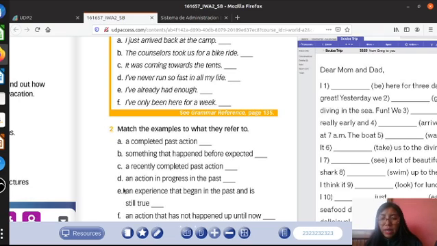And the last one, an action that has not happened up until now. Okay, that is the letter D. I have never run so fast in all of my life. Okay, so with that exercise you can understand better the rules. Con este ejercicio podemos entender mejor las reglas de cuándo puedo utilizar cada tiempo.